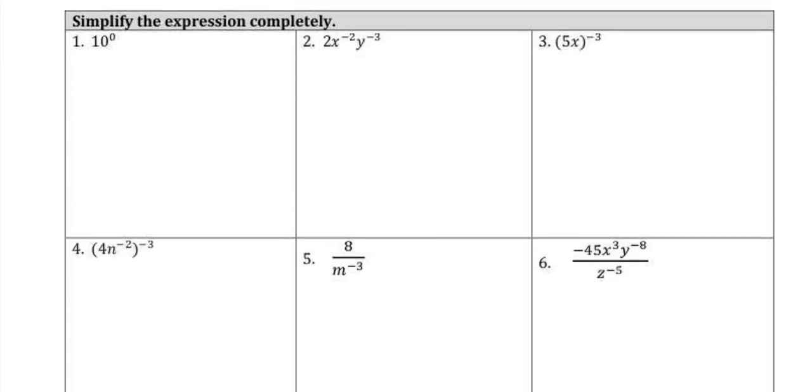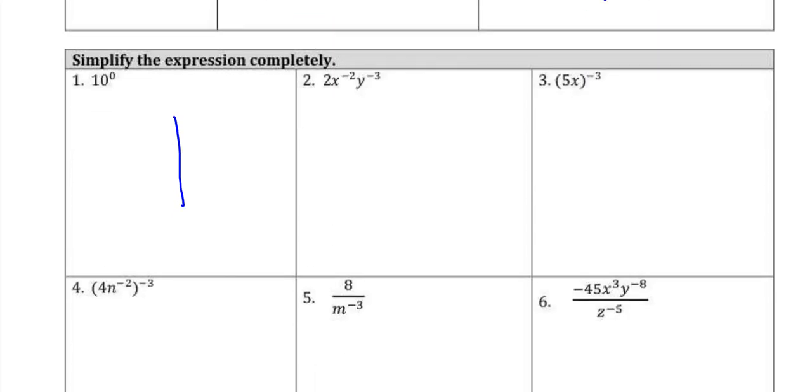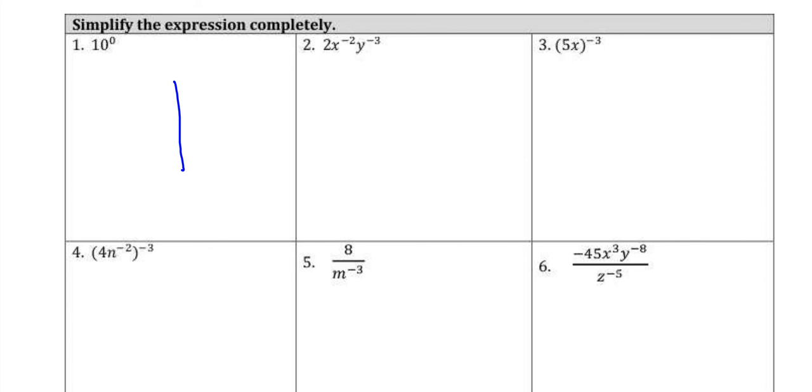First off, number 1, anything to the 0 power is 1. So number 1 is just 1. Number 2. I don't know if you noticed above, but I was boxing all of the negative exponents. This is where it's really going to come in handy. You're only moving variables or numbers that have negative exponents. So looking at number 2, I'm going to put a box around that negative 2 exponent and the negative 3. The variable or number it's attached to moves with it.